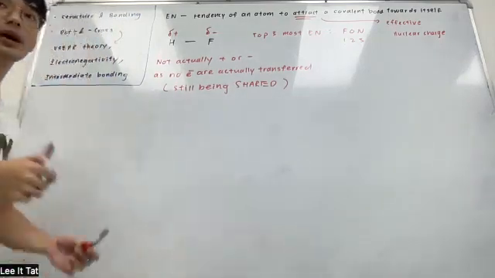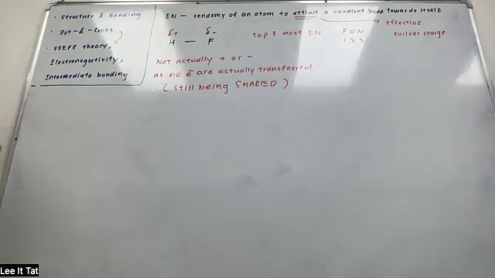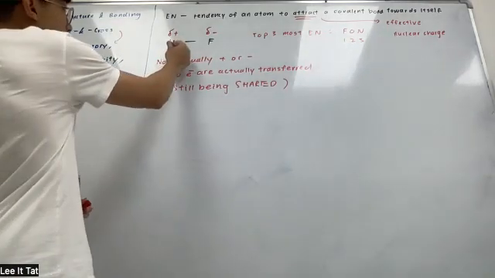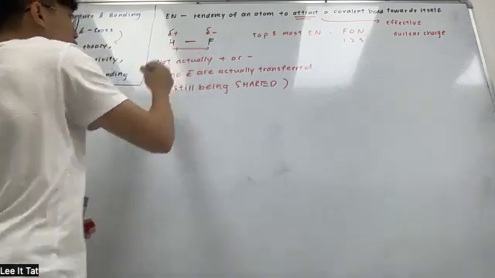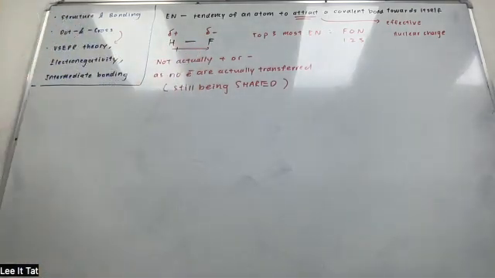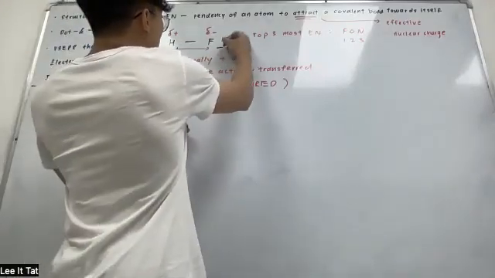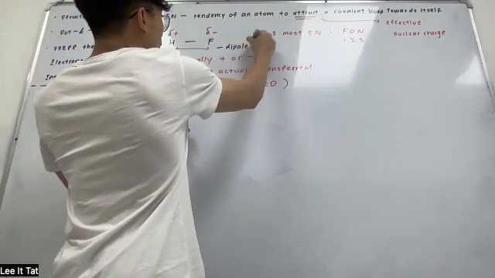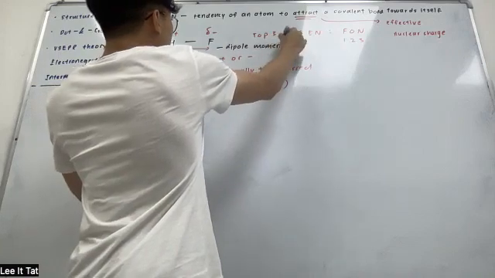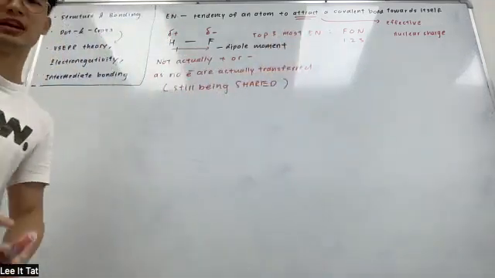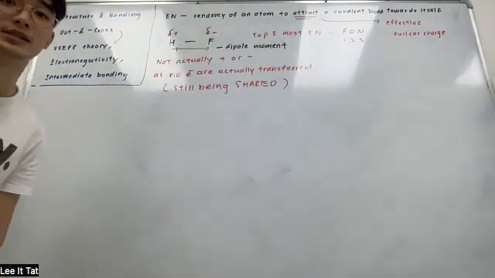Okay. The next thing we're going to introduce is this. I'm going to draw this arrow. The electrons are going towards F, right? This arrow here represents a dipole moment. It's just a fancy name, right? To say where the electrons are gravitating towards.